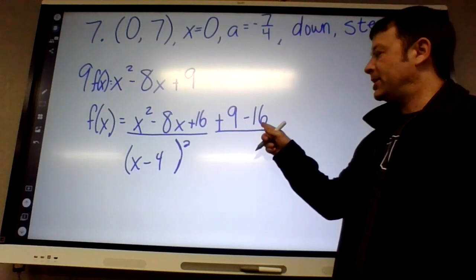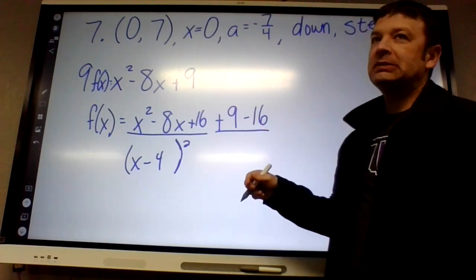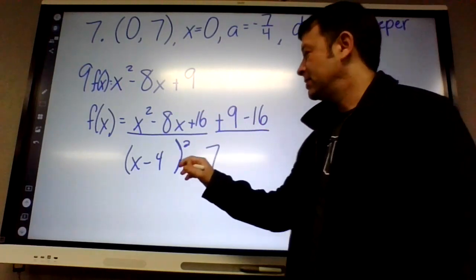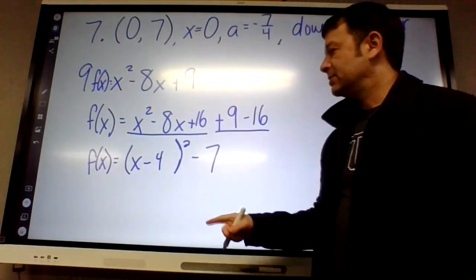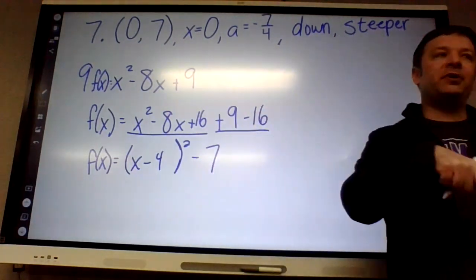What's 9 minus 16? -7. Okay, so what have we just created? We just turned it into vertex form.